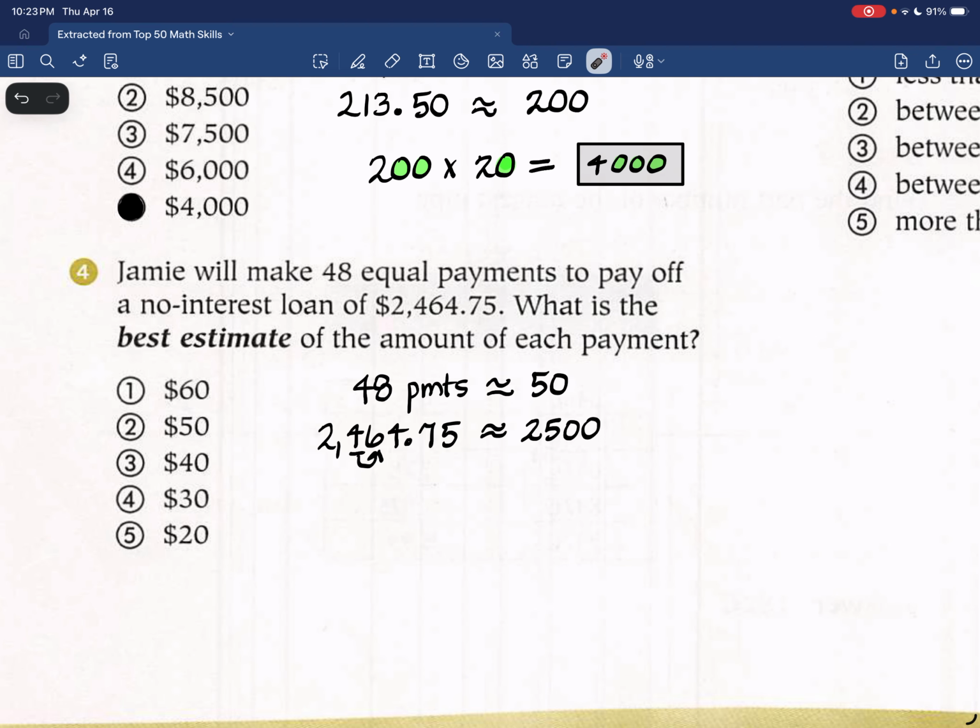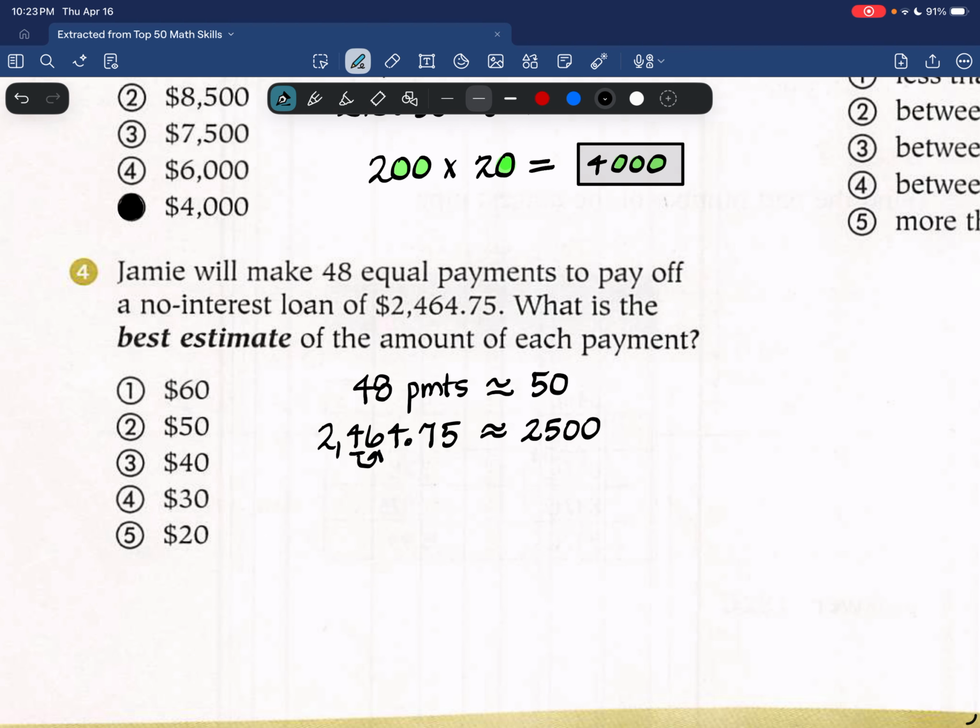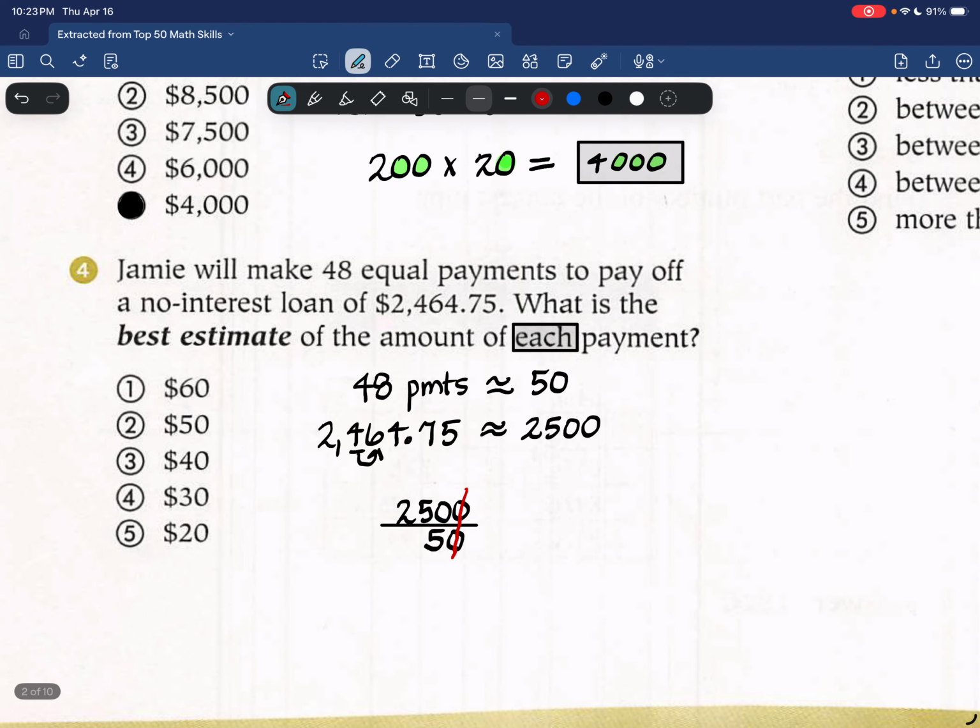What is the best estimate of the amount of each payment? All right, I want to highlight this word each because that means divide. So I will take my 2,500. I'm using mental math, no calculator here. And 50, we're dividing that. So I will cancel the zeros that I can. I have no idea why it reversed the line.